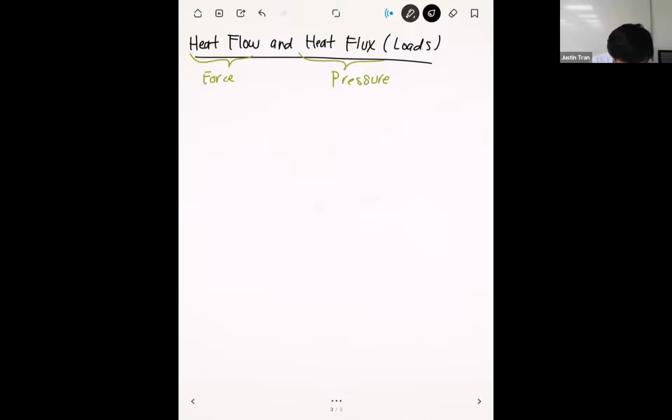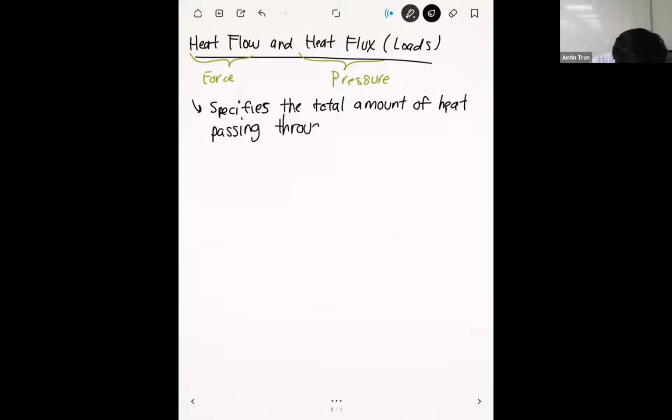Heat flow and heat flux boundary conditions require the specification of the total amount of heat going through a surface. Okay. The key word here being heat.